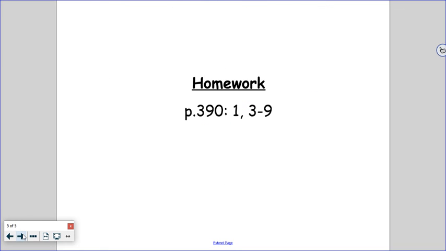We don't have a lot of problems on this assignment, so you have plenty of opportunity here to take your time and show your work in an organized fashion on these problems. You're on 391 and then 3 through 9.